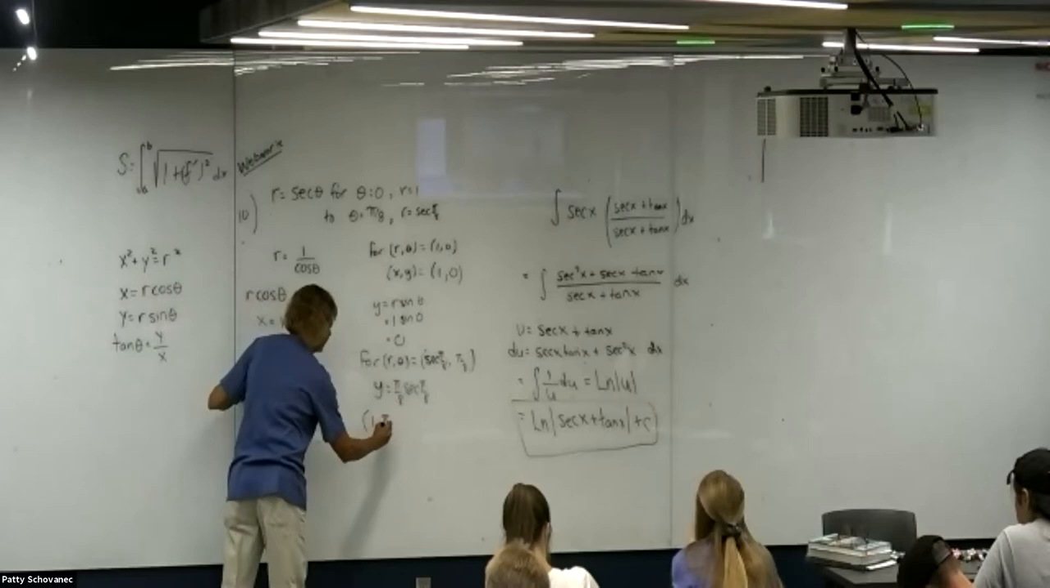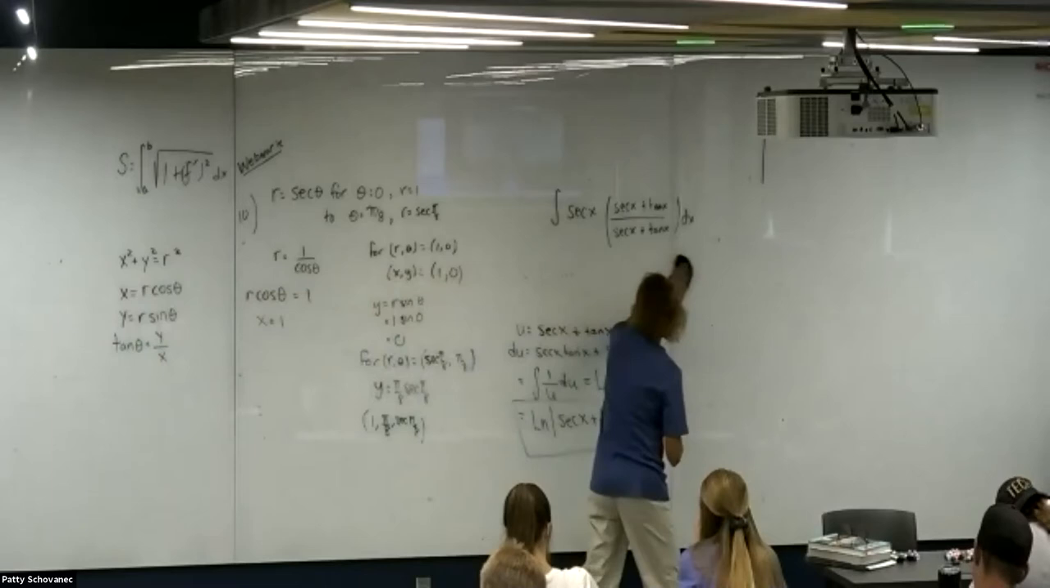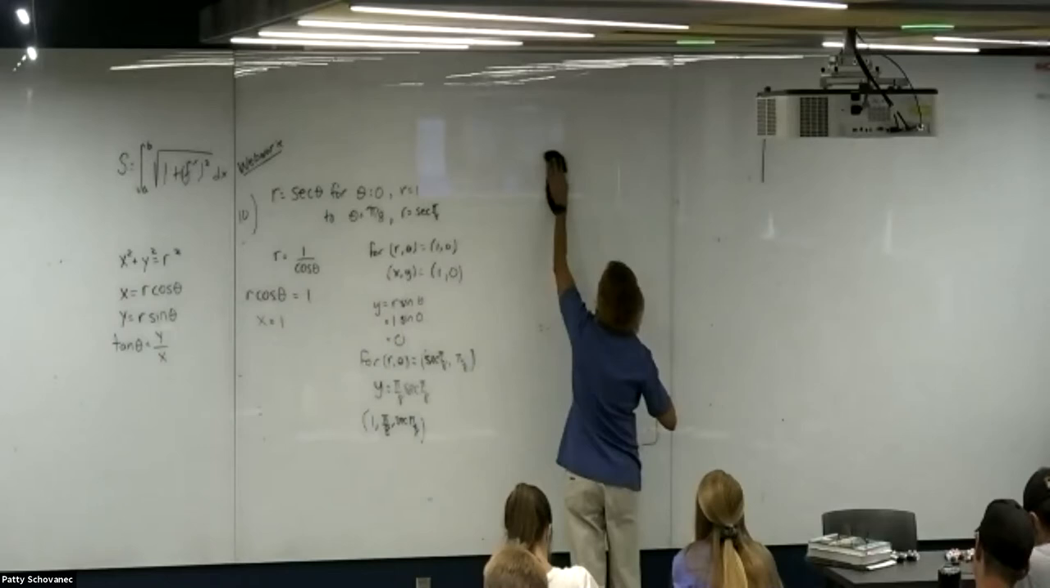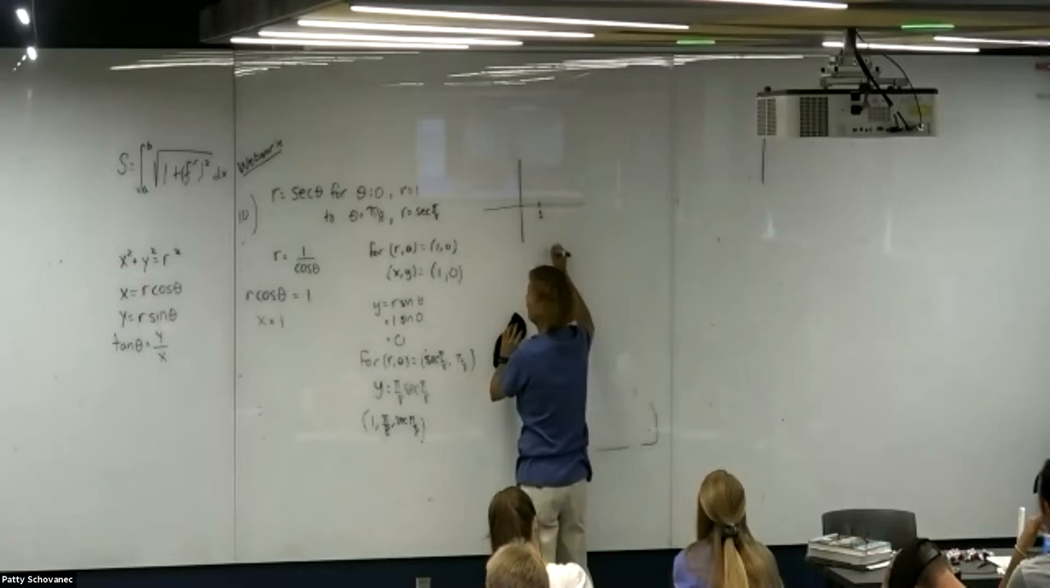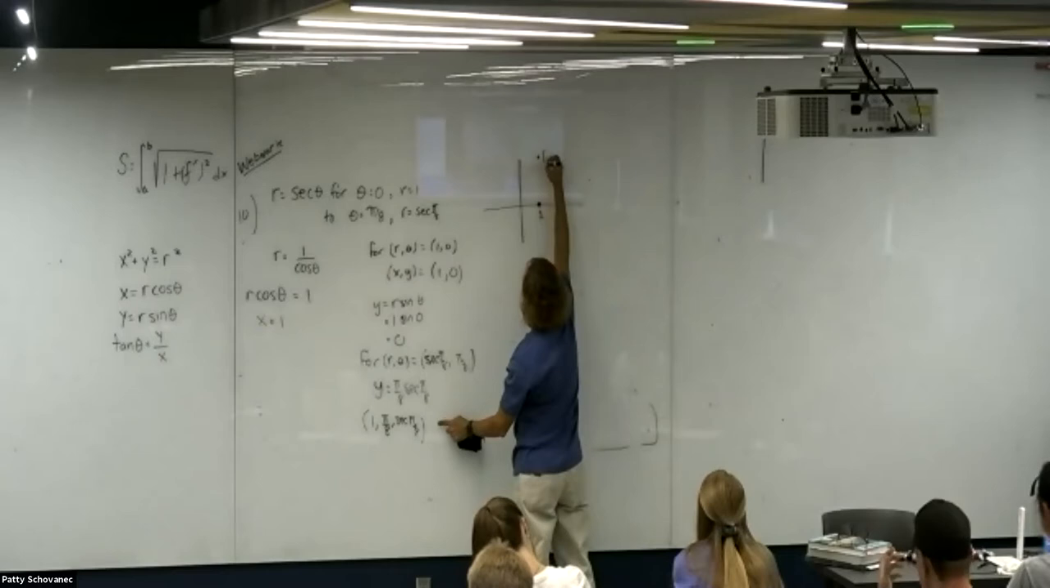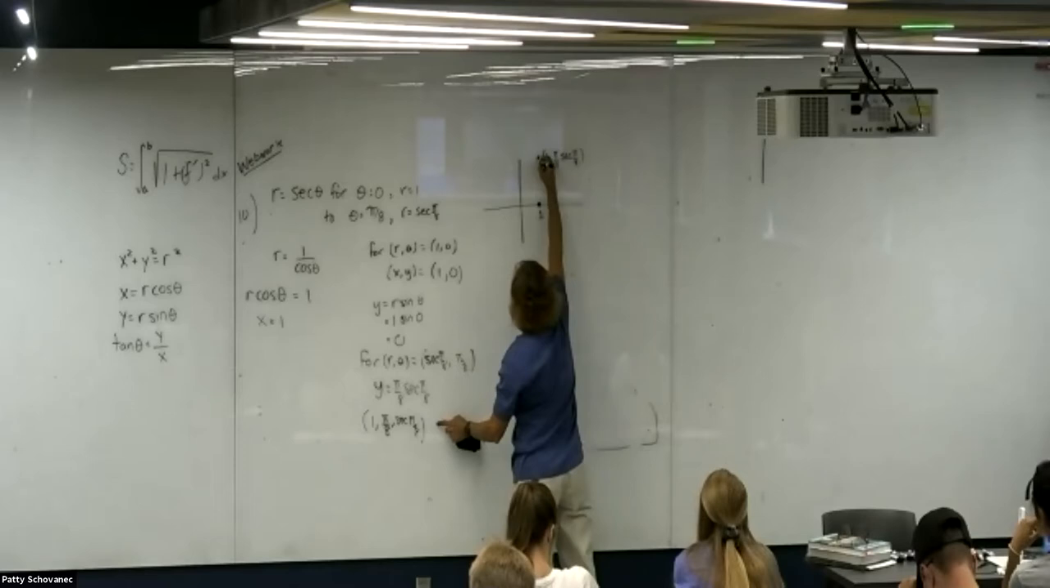So without using calculus, you're asked to find the length along the line x is equal to 1. Here's x is equal to 1 from the ordered pair 1, 0 to the ordered pair 1, messy number, the secant of pi eighths times pi eighths. Length of that segment.